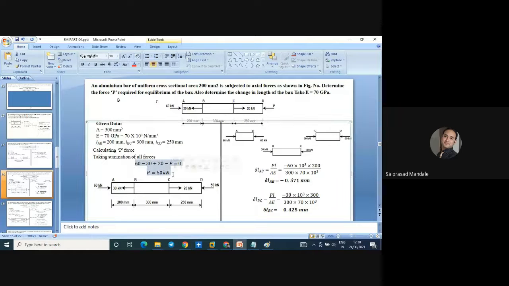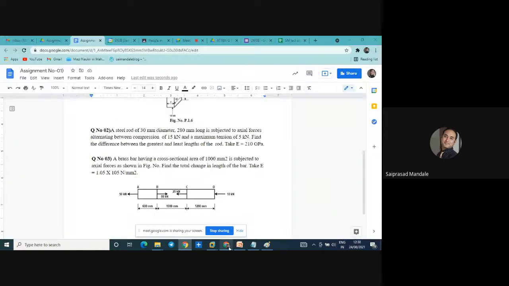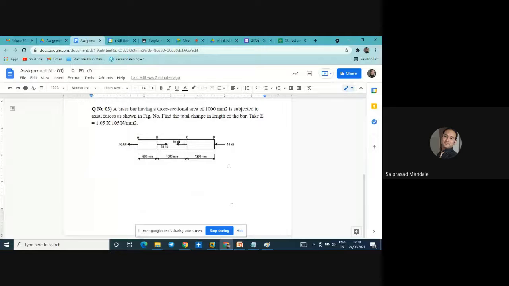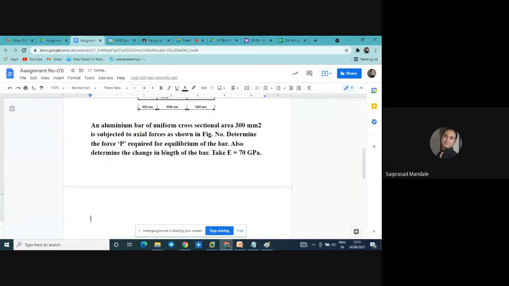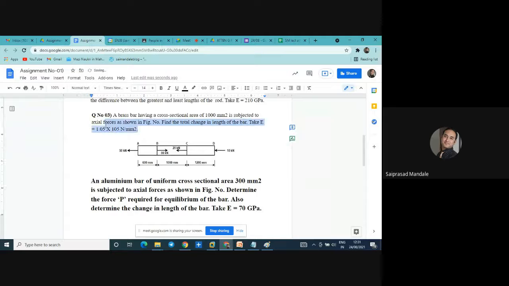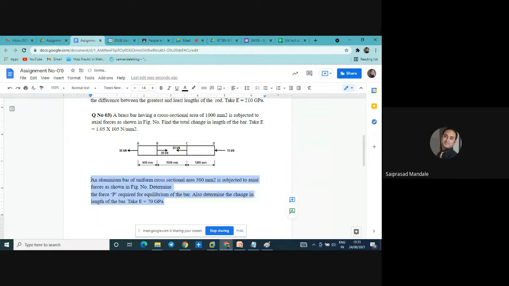Only the modification is over here. As a part of practice, you can solve this too. Very simple numerical, so we can save the time. As a part of practice, everybody has to solve this. I'm going to upload this on your Google Classroom. Easy numerical, right?